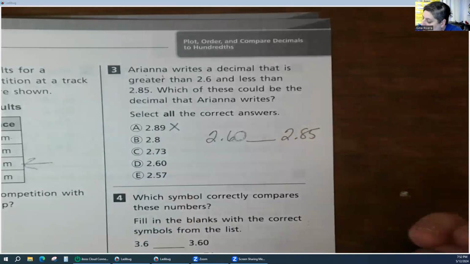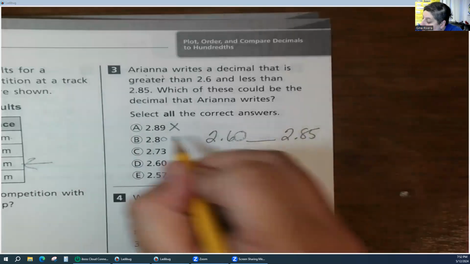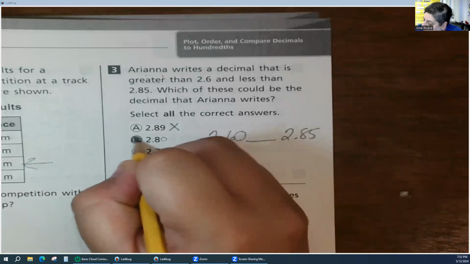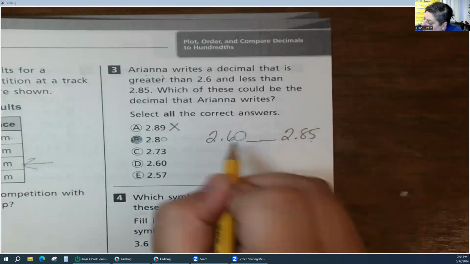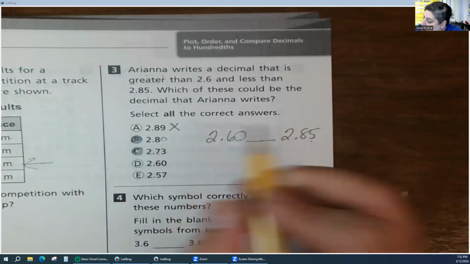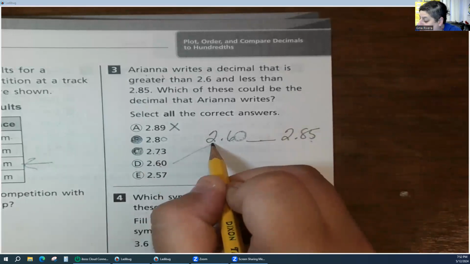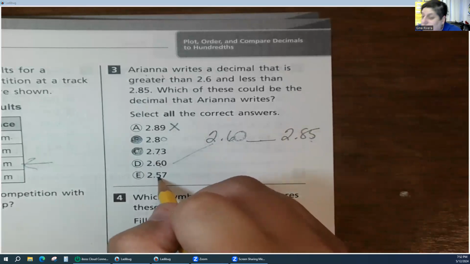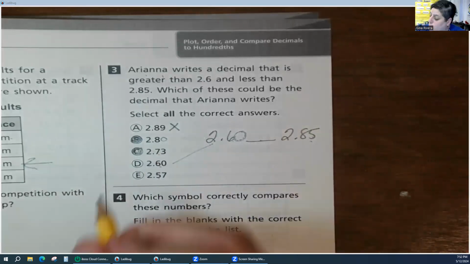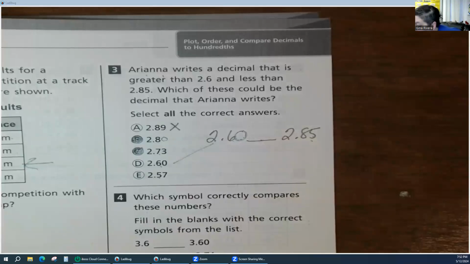89 is more than 85, so no. 2.80 is in between those, so yes, that would be an answer. 2.73 is in between these two, so yes, that would be an answer. 2.60 is not in between because it's this exact number, so that's not in between. And 2.57 is less than that 2.6. Therefore, my only two answers that make sense are 2.8 and 2.73.